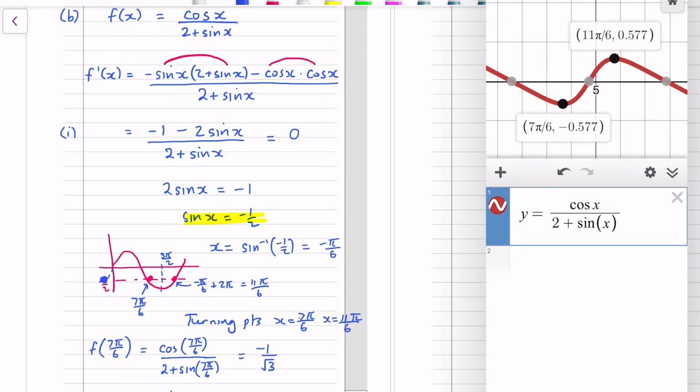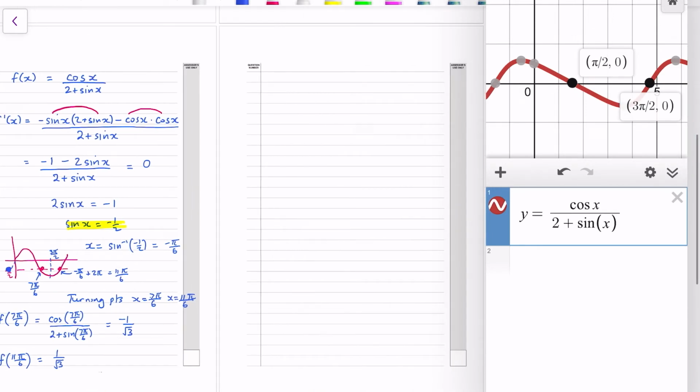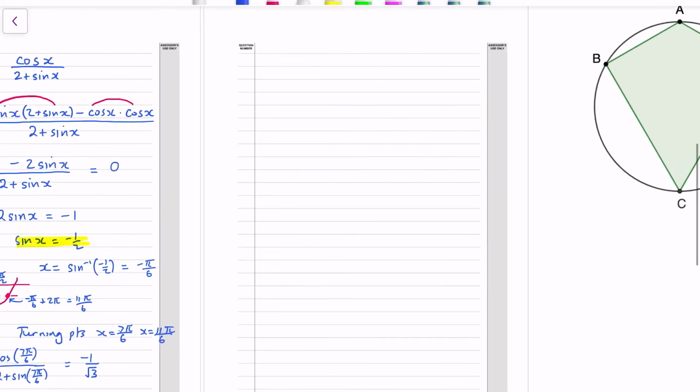Okay, second question asks us to describe the concavity. If we look at the graph from 0 to 2 pi, there's a point of inflection occurring at the x-axis at pi over 2, where the curve goes from being curved downwards to curved upwards, and then there's another point of inflection there. Let's just prove that, but obviously looking at the graph it makes it easier to understand.